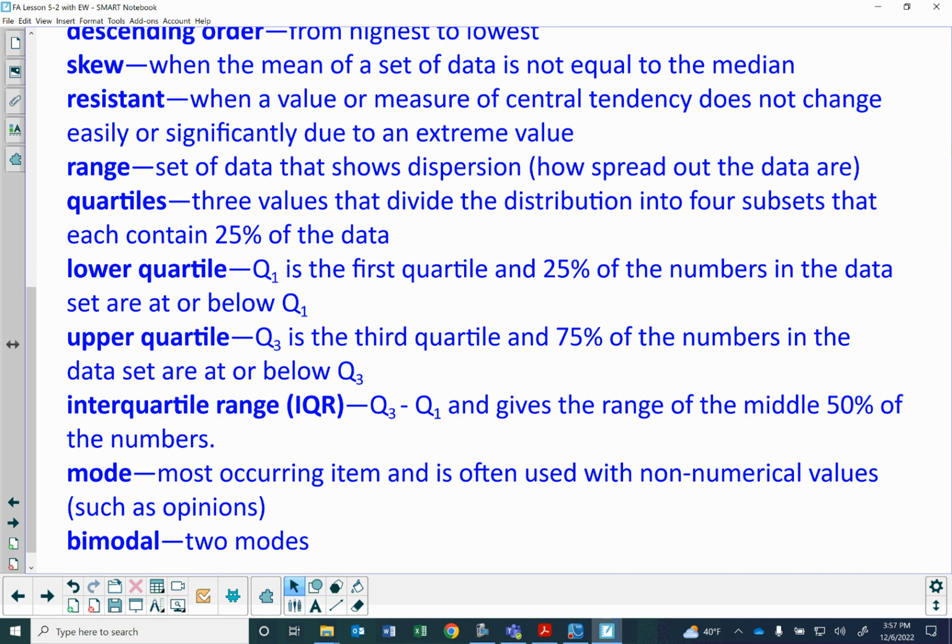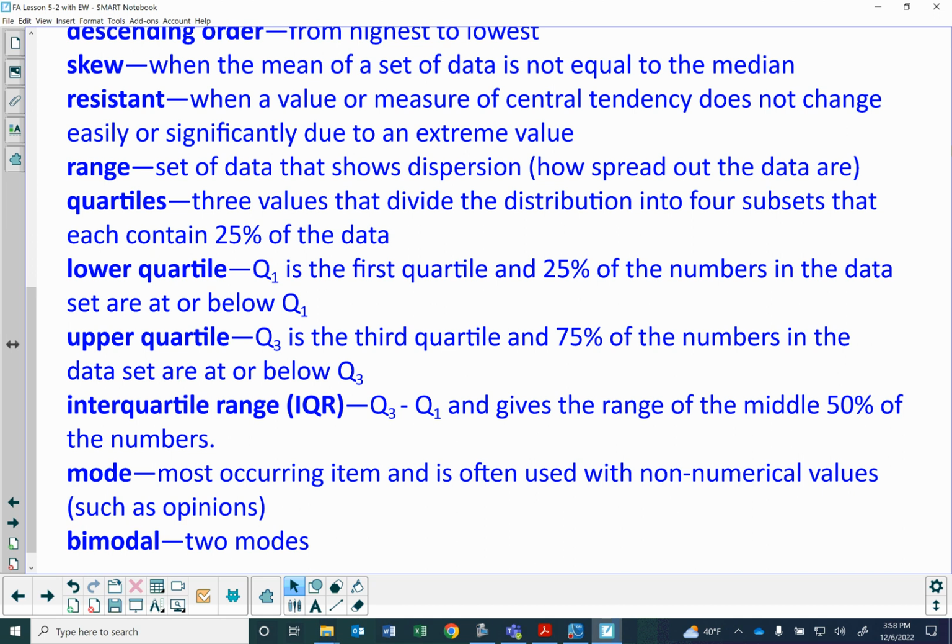Your mode is considered to be the most occurring item and is often used with non-numerical values, such as opinions. For example, it's easy to take the mode on what is your favorite ice cream sundae topping, because it's however many people chose chocolate or something of that nature. And then bimodal is a data set that has two modes and only two modes. Data sets can have one mode, multiple modes, or no modes.